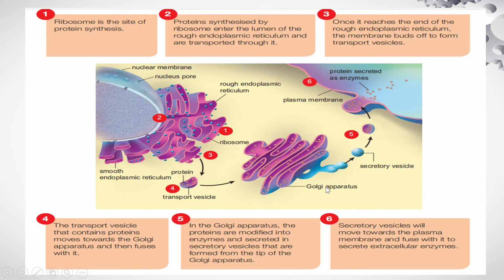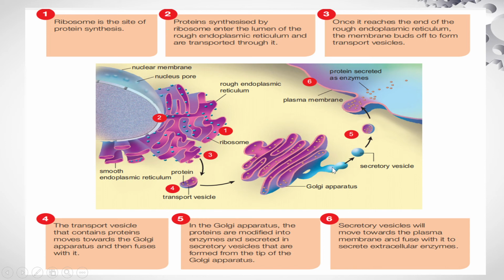So again, when you look at this part, you have to go back to chapter 2. You have to study and recall the functions of these cell structures. What is the function of the rough ER, of the ribosome, of the Golgi apparatus? So you know, Golgi apparatus is like an industry, right, where it packages, it modifies, then it secretes. So these proteins are now modified into enzymes, and they are secreted in the secretory vesicle over here that is formed from the tip of the Golgi apparatus.